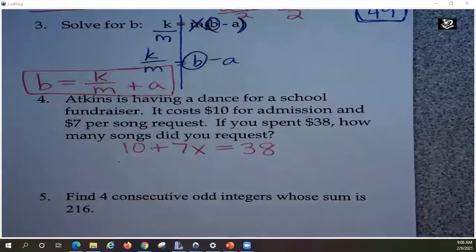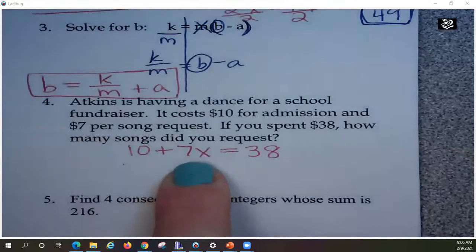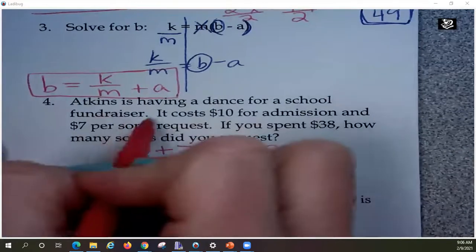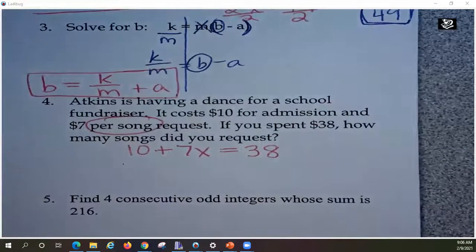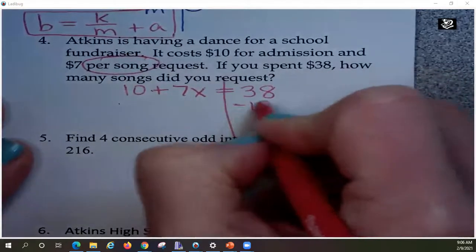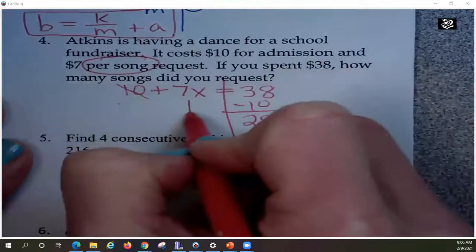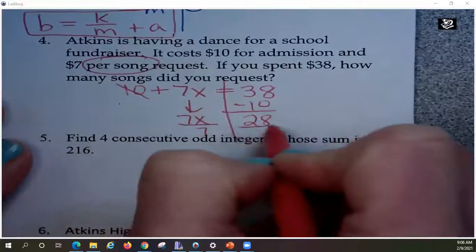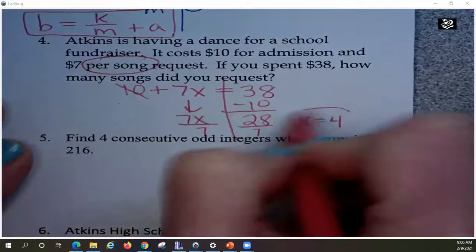Because that's how much you spent. So equals 38. QJ, why do you have to put an X beside the 7 on this one? Because it said per song. Thank you, because it said per song. Paulo, help me solve this one. What do I do? You subtract 10. Good. What else do you do? You divide it by 7. Good. Divide by 7. So X is 4.